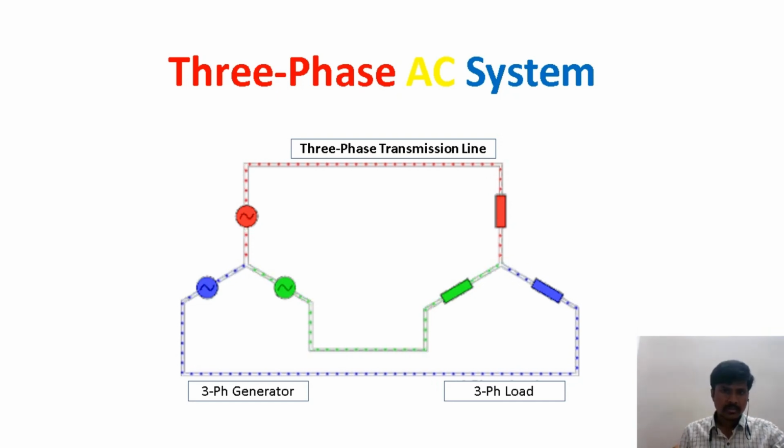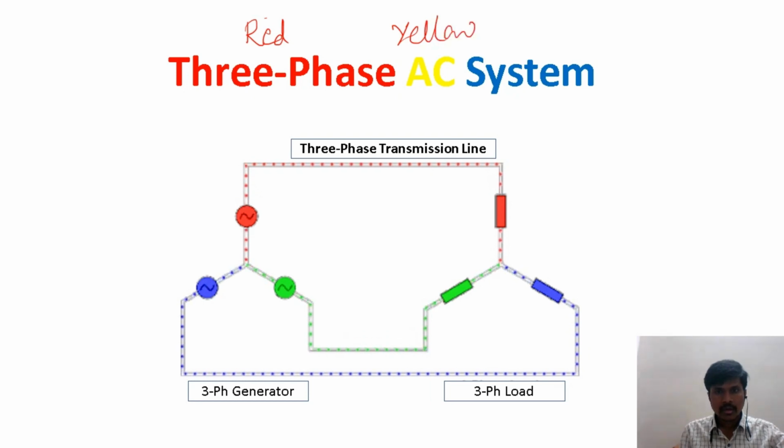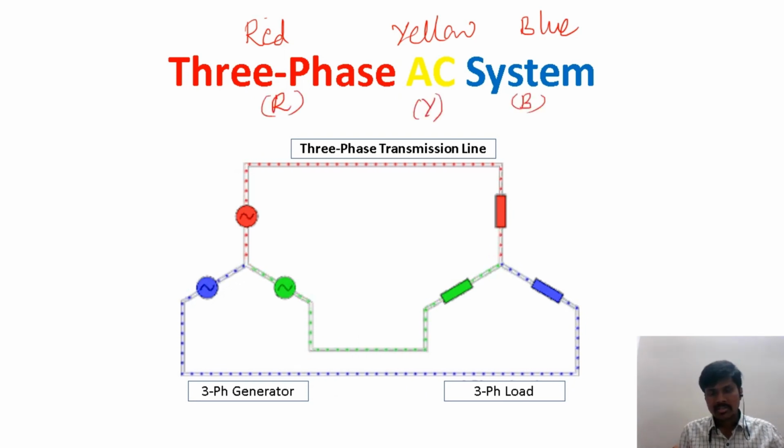Hello everyone. Today we are going to learn about three-phase AC system. Generally we are going to represent this three-phase AC system as three-phase terminals with red, yellow, and blue. One terminal is R, one is yellow, one is B. So this is the nomenclature we are going to use to represent three-phase system.